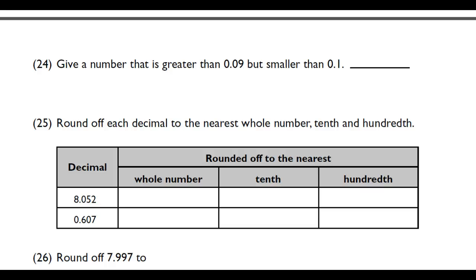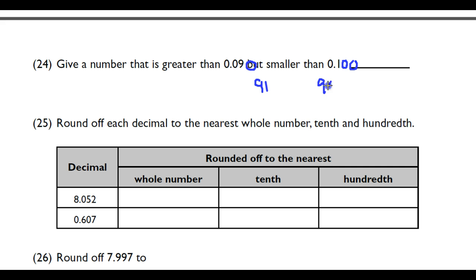Now let's take a look at number 24. Given a number that is greater than 0.09 but smaller than 0.1. Now look very carefully. Okay, this one I can just put 1, 2. It looks like 100. If I balance up the decimal point, it looks like 90. Right? 90 compared to 100. In between, all the numbers between 90 to 100 could be 91, 92, 93, all the way to 99.